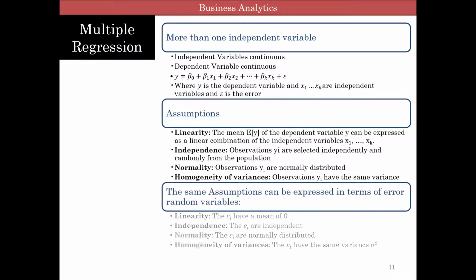And finally, you need to remember the assumptions for multiple regression. Again, I'm repeating it because it's so important. The error variables are linear. They have a mean of 0. They're independent of each other. There's no correlation between the error variables. They're normally distributed, which can be checked with the plot, and they have the same variance. There's homogeneity of variances.